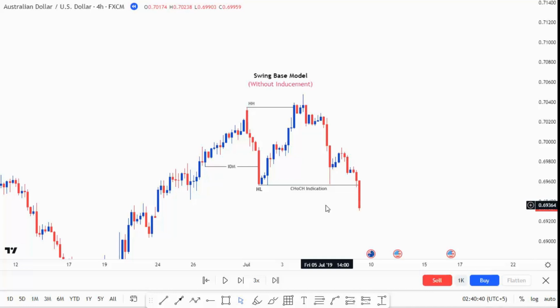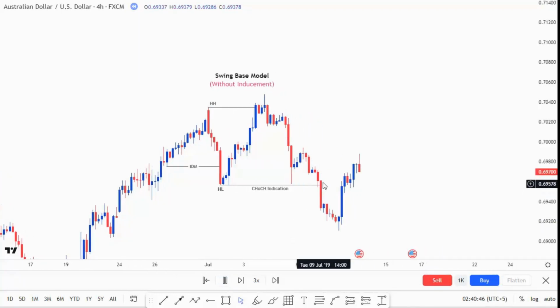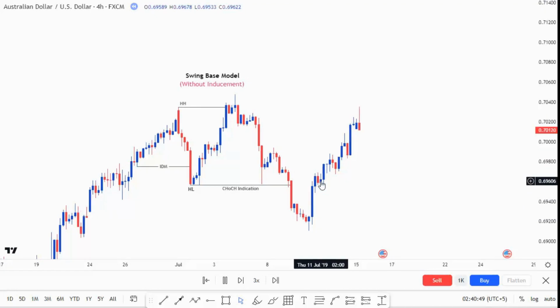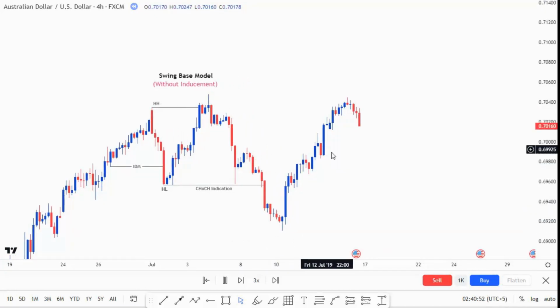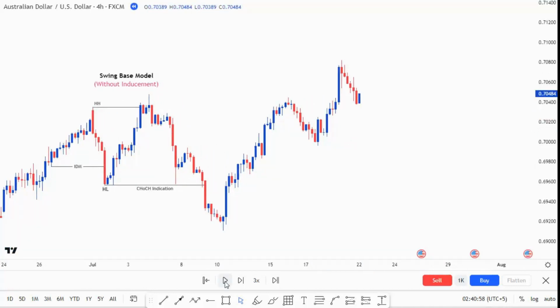We will check if the market creates inducement or not. If the market does not create inducement, then we will check the market reaction after this CHoCH point. Notice there is no inducement here and the market is moving higher and higher. Here the market moved up and created this new high. After this CHoCH point, the candle body closed here, and without inducement, the market kept moving higher, breaking the previous high and creating this fake CHoCH. So we must avoid such smart money traps. For the swing base model, we must trade CHoCH with inducement for confirmation. And without inducement, such CHoCH levels are smart money traps.